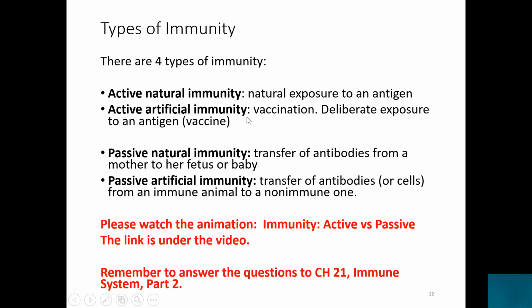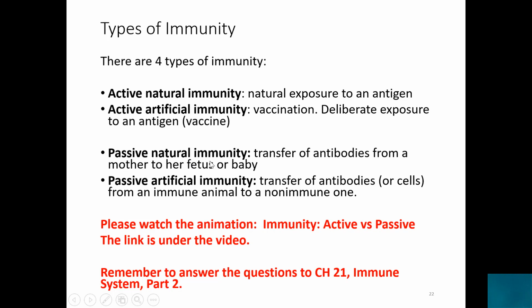Active artificial immunity is vaccination. So, when they introduce a vaccine to your body, they expose you to an antigen, usually weakened or dead antigen, and your immune system produces antibodies, memory cells, and so on. That is active immunity because it activates your immune system to work.